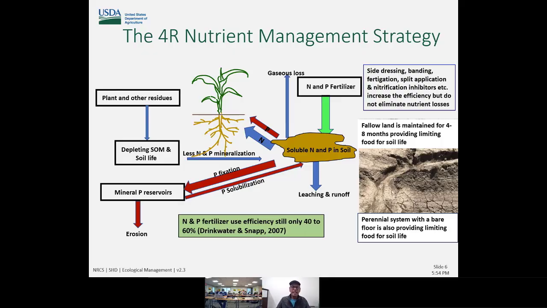So in these two systems, soil organic matter actually lasts maybe 30, 40 years. We lost about 60% of soil organic matter. So it remained the same situation, fallow field for the annual and perennial crop. So in the last 40 years, actually, nitrogen and phosphorus efficiency is only 50%.